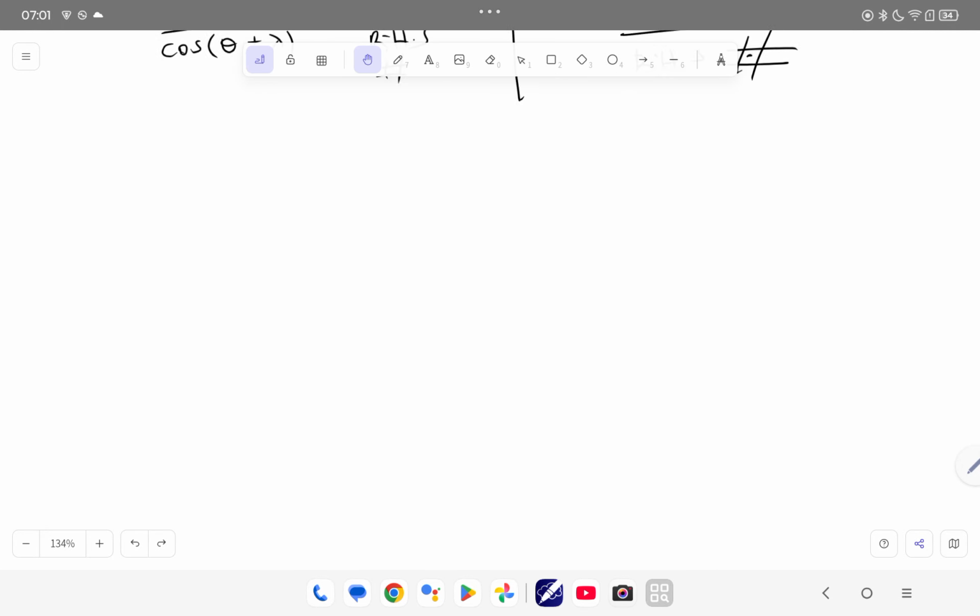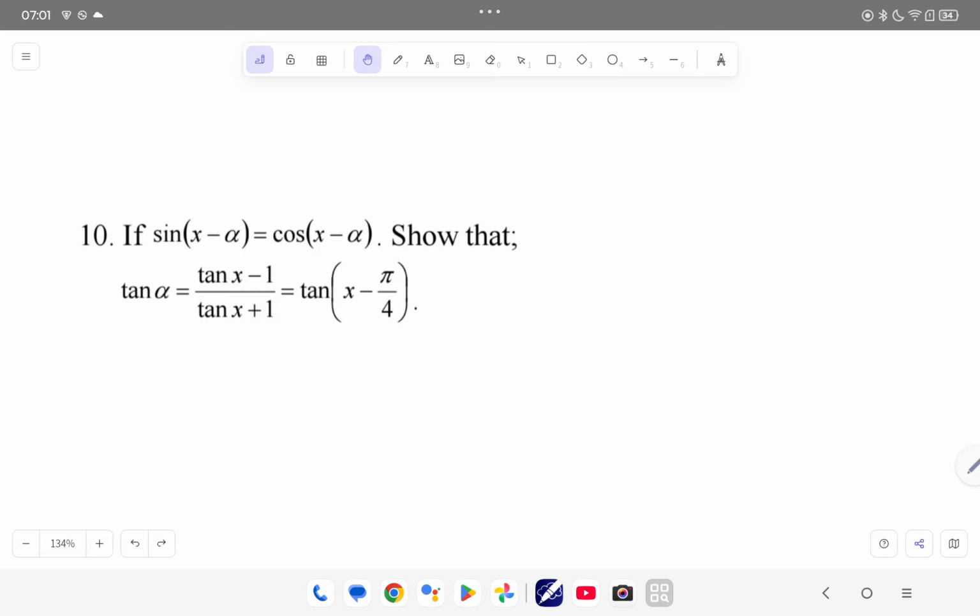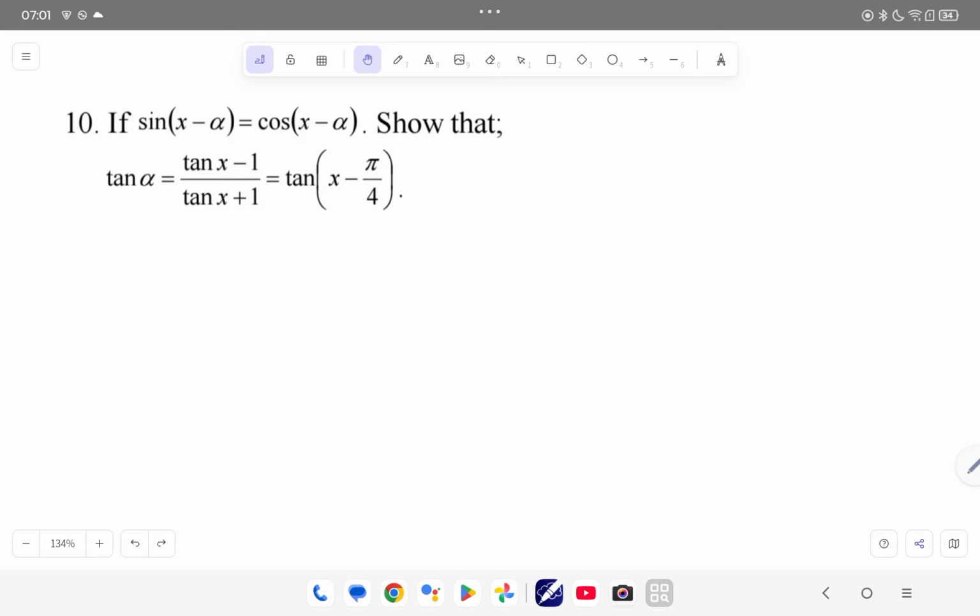We have the next question. I have somehow rearranged: I'm beginning with number 10, then we shall come to number 9 later. If sin of x minus alpha is cos of x minus alpha, show that tan alpha is tan x minus 1 over tan x plus 1, also the same as tan of x minus pi over 4. This proof here is transitional. It goes through two stages.